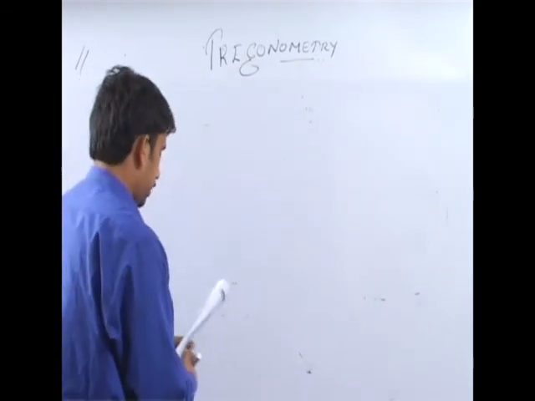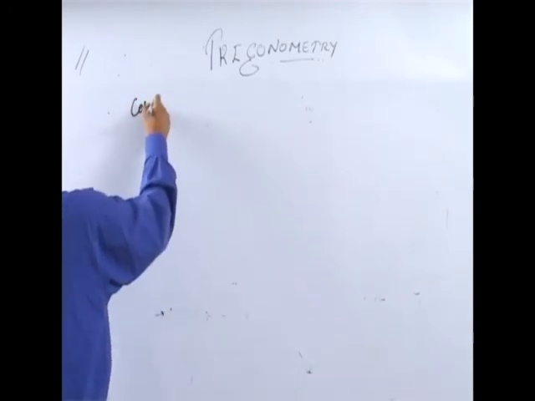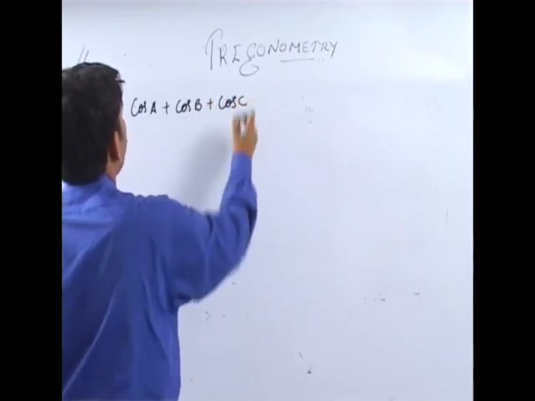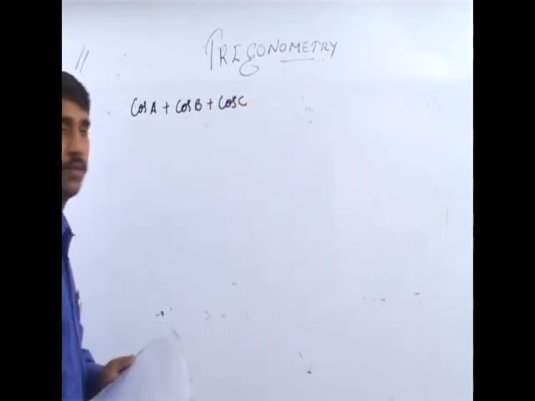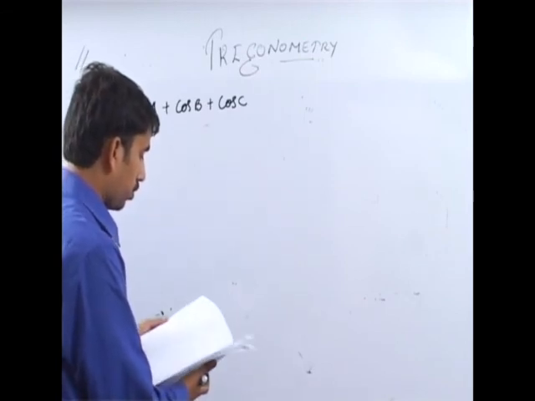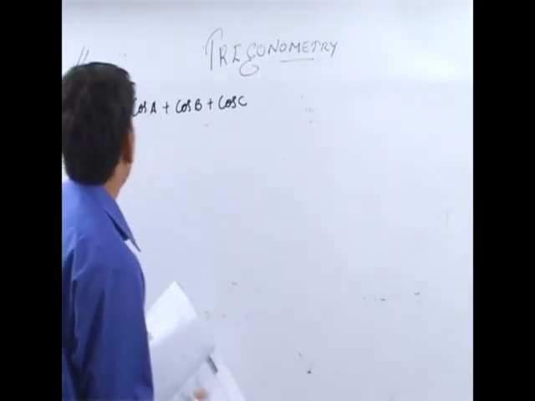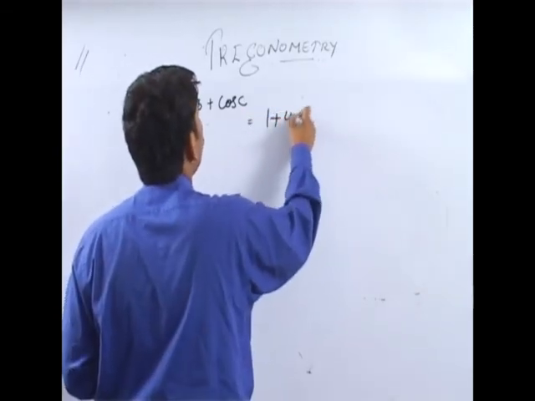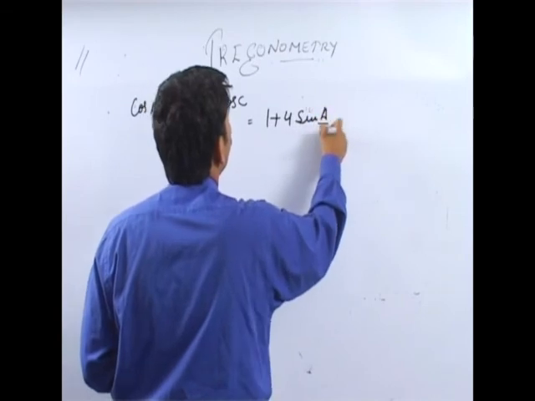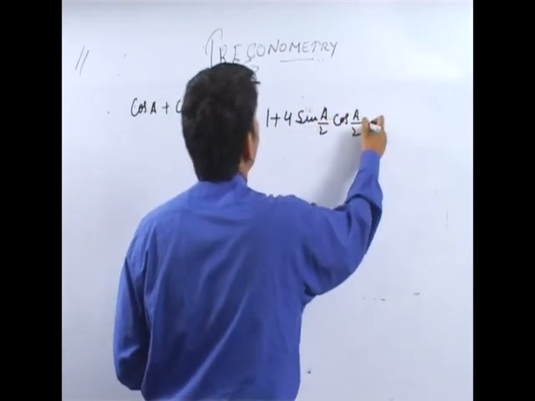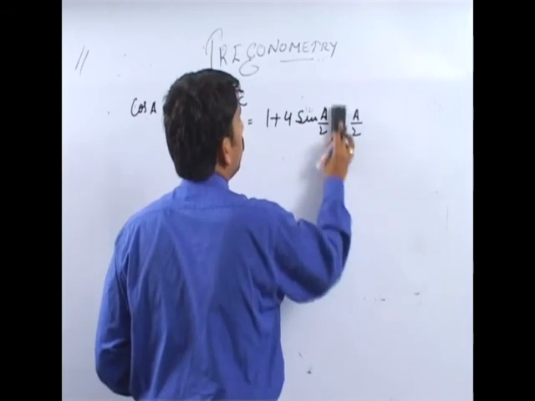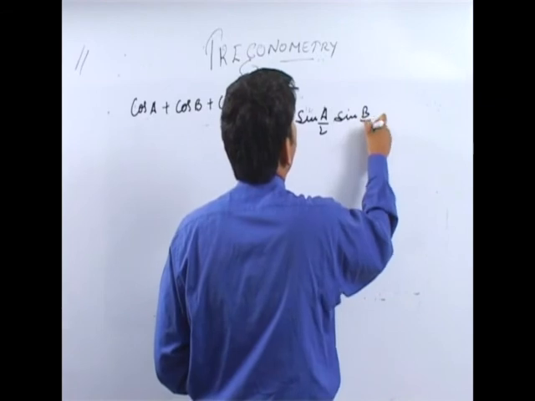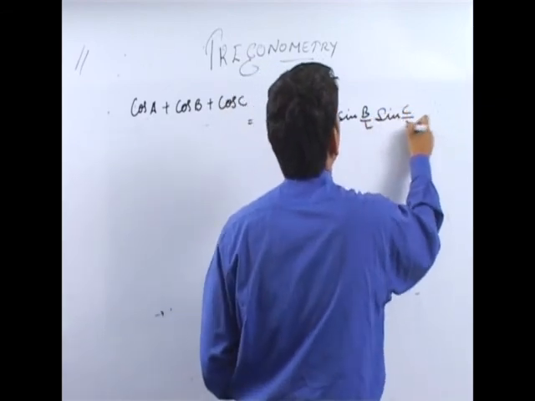Now, next question is cos A plus cos B plus cos C. In a triangle ABC, you have to find out the value of cos A plus cos B plus cos C. Now we know that this is equal to 1 plus 4 times sin of A by 2, sin of B by 2 and sin of C by 2.